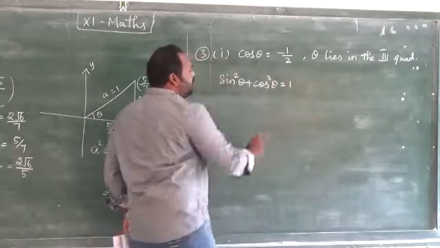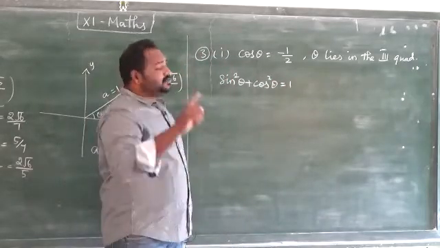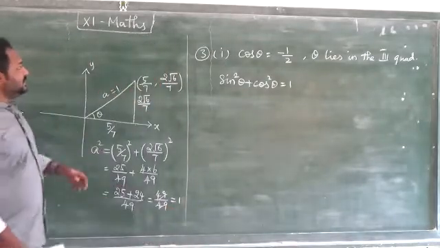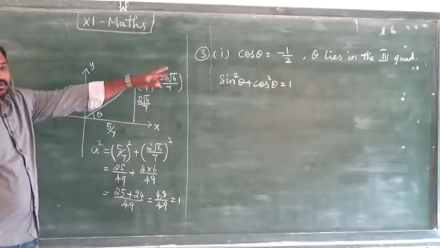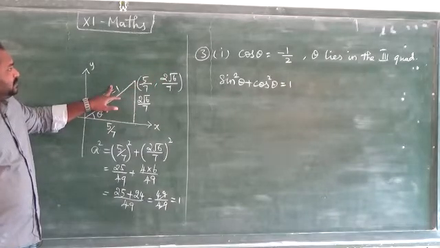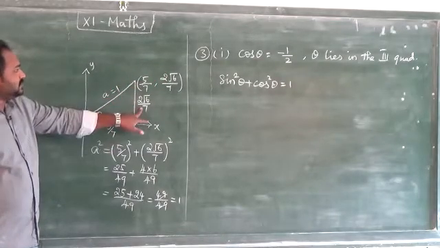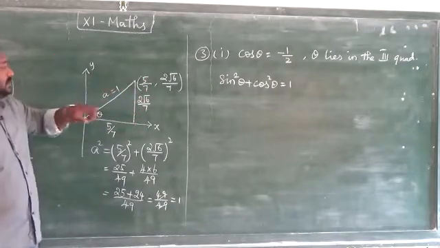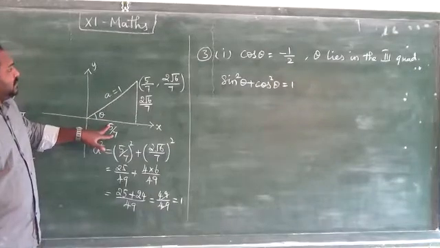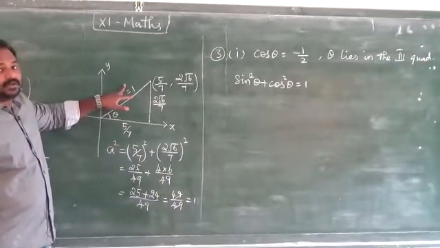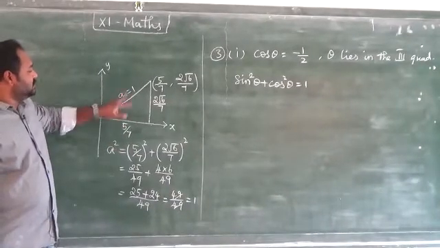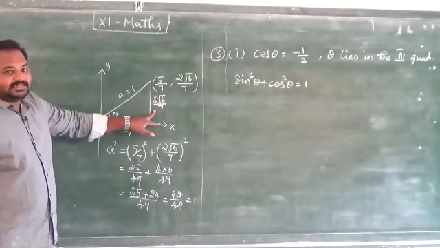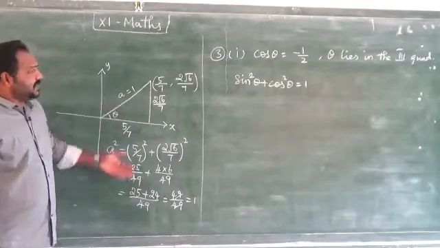Using this formula we can find out, or otherwise using Pythagoras theorem also we can find out, because using Pythagoras, cos theta is adjacent by hypotenuse. So hypotenuse is 2, and the adjacent value is minus 1. Using these 2 values, by using Pythagoras theorem we can find out this side, and then we can find out other ratios.